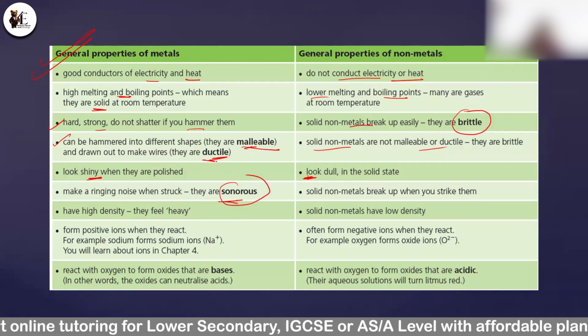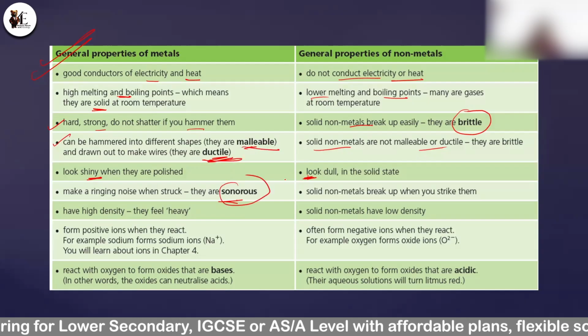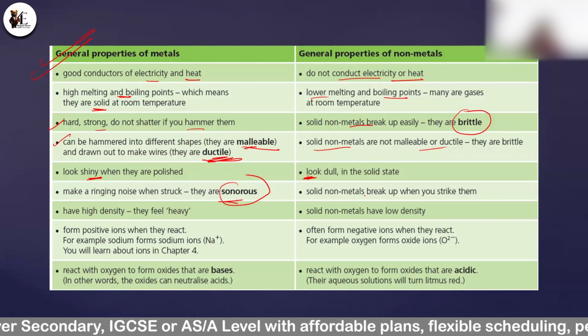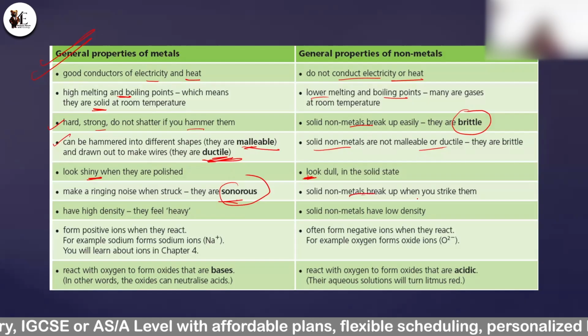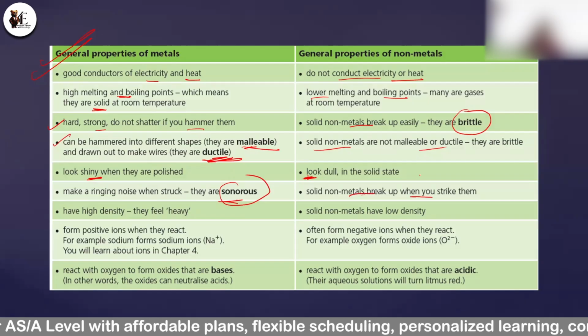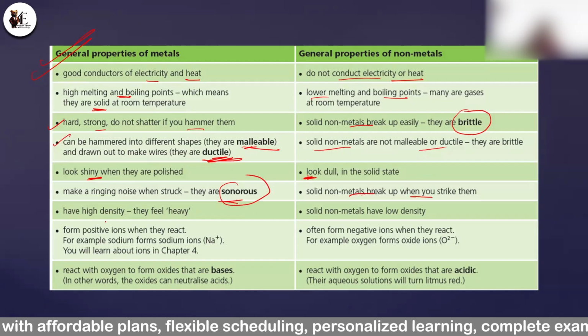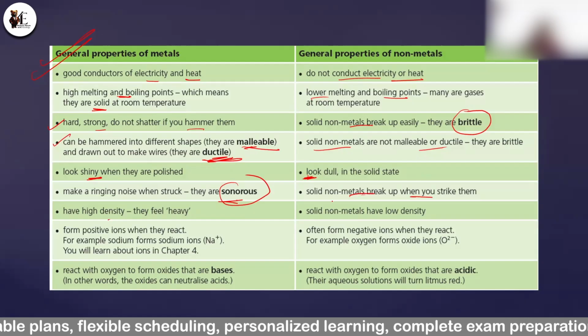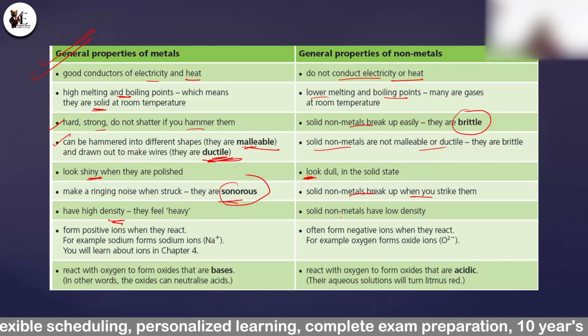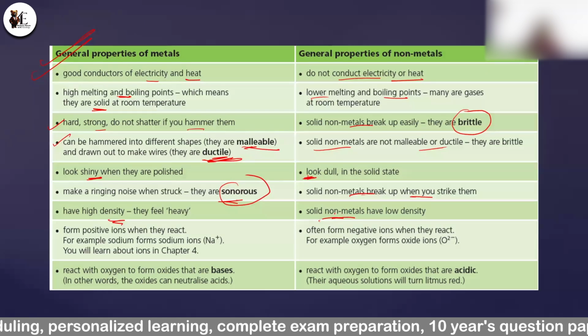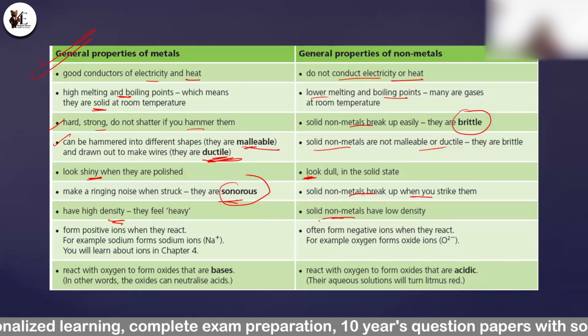You should know the meaning of sonorous, malleable and ductile. The definitions are written here only. While solid non-metals break up when you strike them. Metals have high density, they feel heavy, but solid non-metals have low density, and most of them are gases, so gases have very low density.